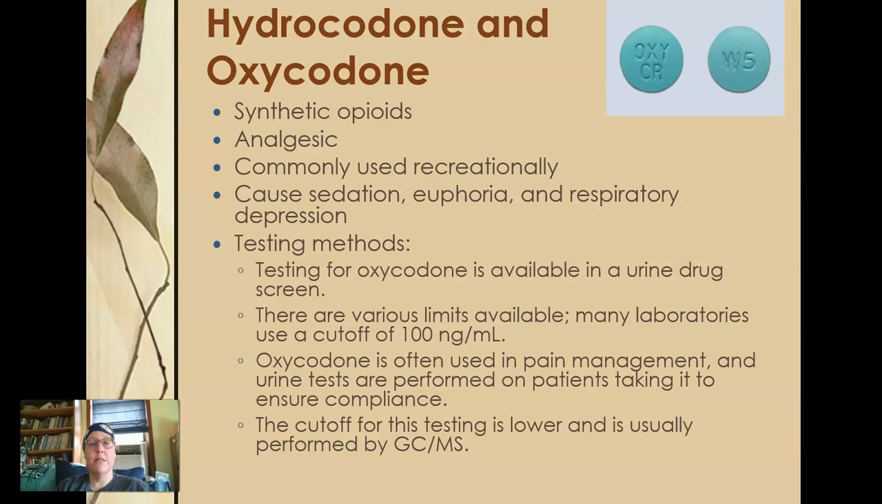The testing methods for hydrocodone and oxycodone are available on the urine drug screen. There are various limits available. Many labs use a cutoff of 100 nanograms per mL. Oxycodone is often used in pain management, and urine tests are performed on patients taking it to ensure compliance. Again, to make sure that if they have pain, they actually are taking the pain medication and not diverting it and selling it. The cutoff for this testing is lower and is usually performed by GCMS.